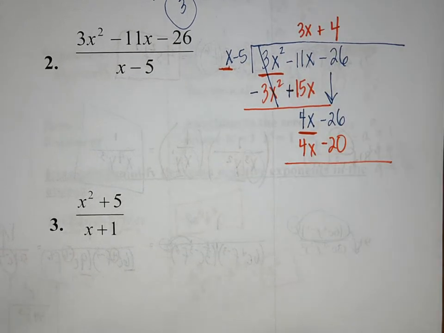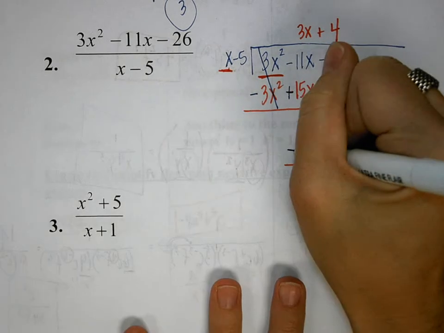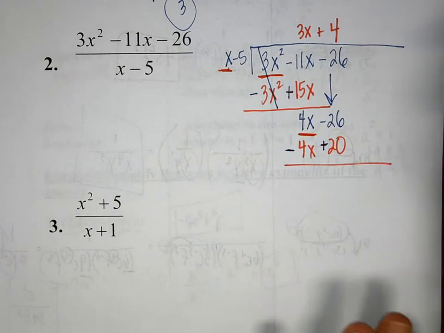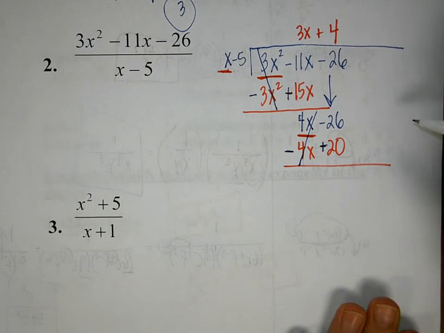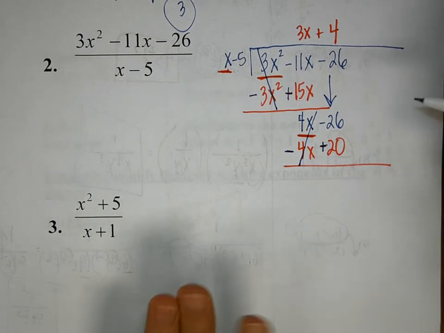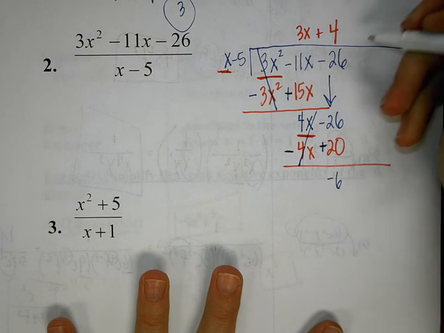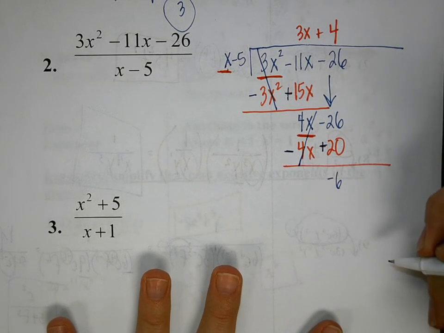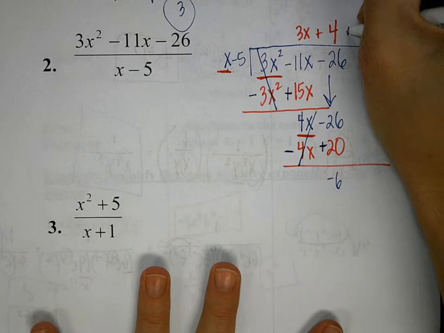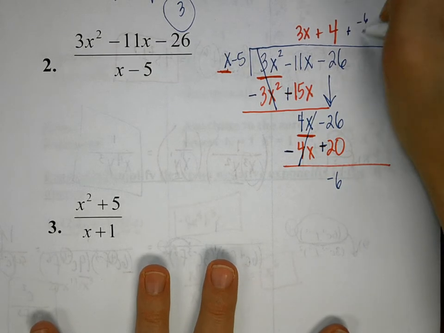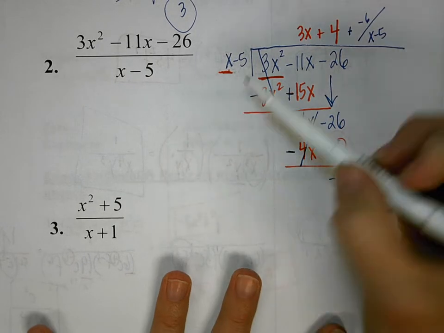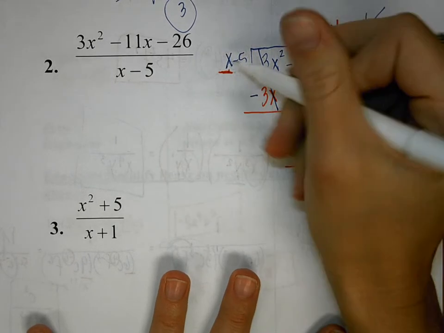And then we subtract, which means I'm going to change each of these signs. These cancel, which is exactly what I want. Negative 26 and 20 make what? Is there anything else to bring down? No. So then I write plus, and my remainder is written as what? Negative 6 over x minus 5. Good. Negative 6 over x minus 5, because it's always written with your remainder divided by whatever you are dividing by.